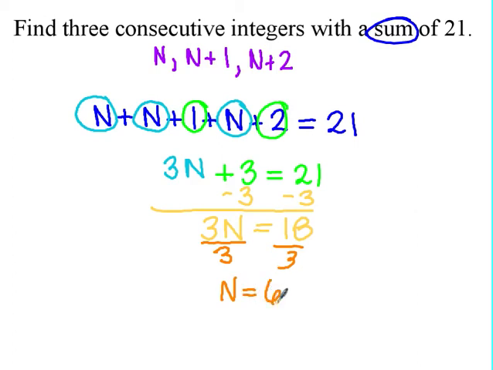6. Now notice what the instructions say. Find 3 consecutive integers. 6 is my first. My next one is 7. My next one is 8. Those are your answers.